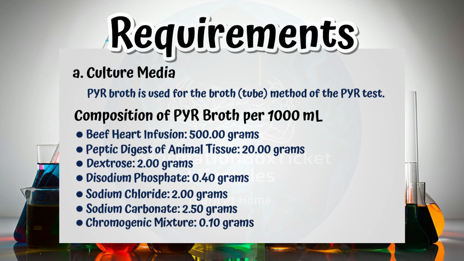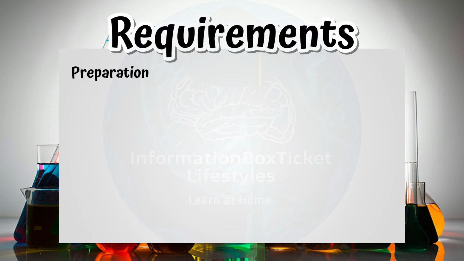Chromogenic mixture, 0.10 grams. Final pH, 7.8 ± 0.2 at 25 degrees Celsius. Alternatively, PYR agar medium can be used. PYR agar will have all the components of PYR broth with the addition of 15.0 grams of agar powder to make it solidified. Preparation of PYR broth.